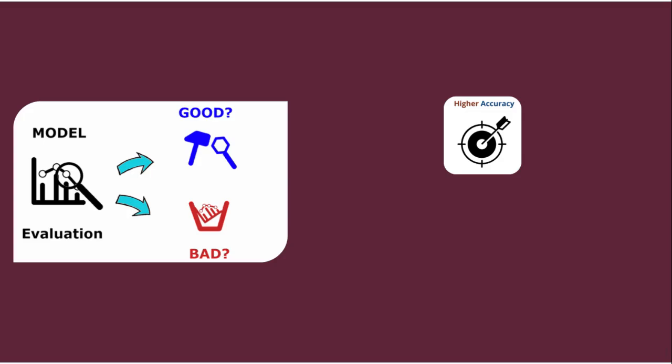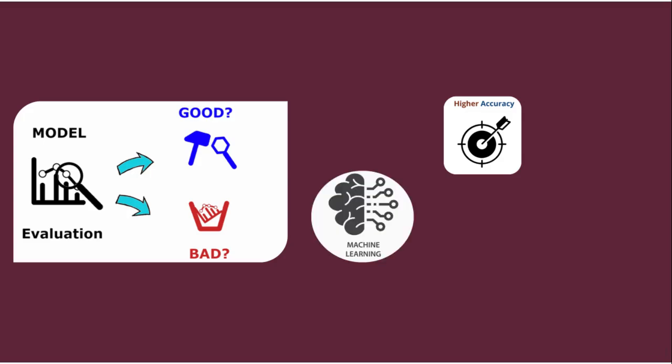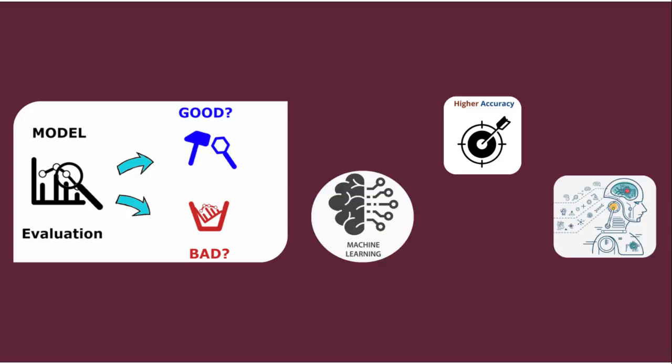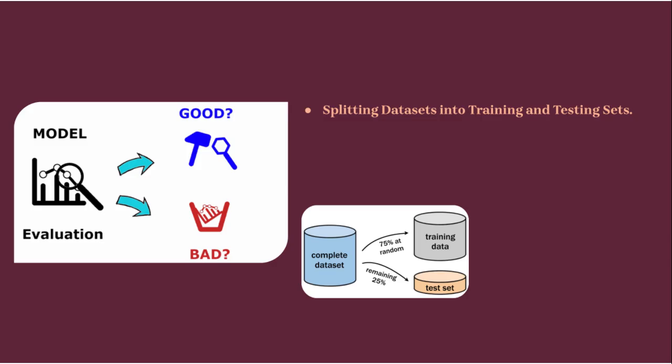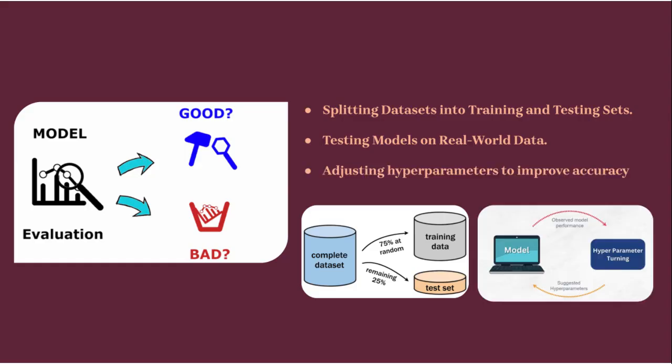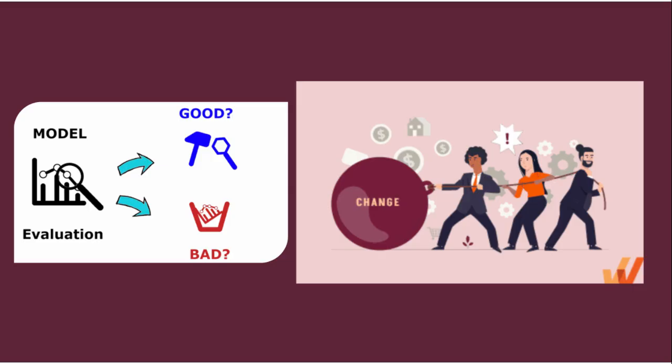To ensure high accuracy, machine learning models must be properly trained and evaluated. This involves splitting datasets into training and testing sets, testing models on real-world data, and adjusting hyperparameters to improve accuracy. Regular training helps models adapt to evolving IT environments, making them more effective over time.